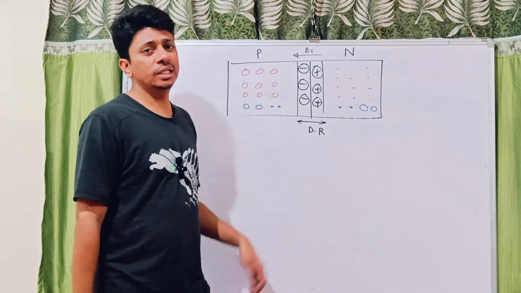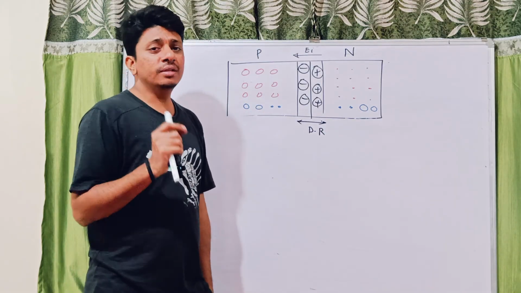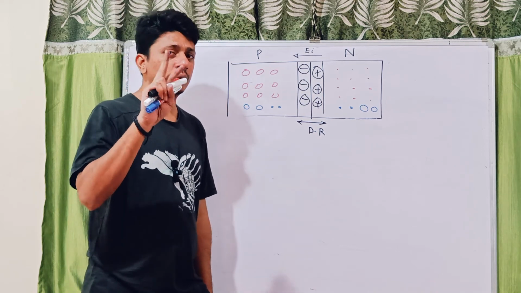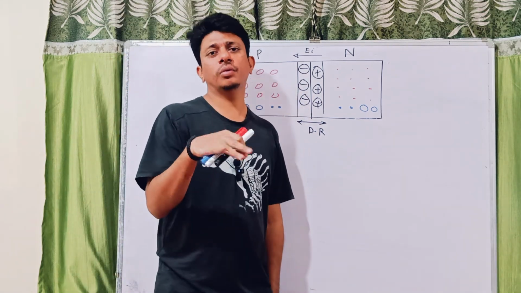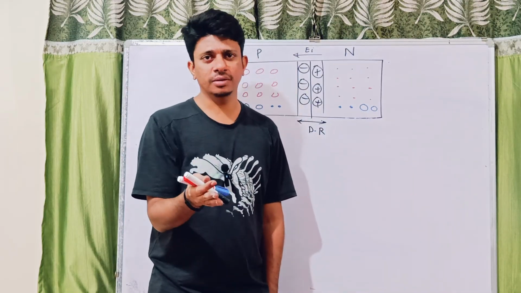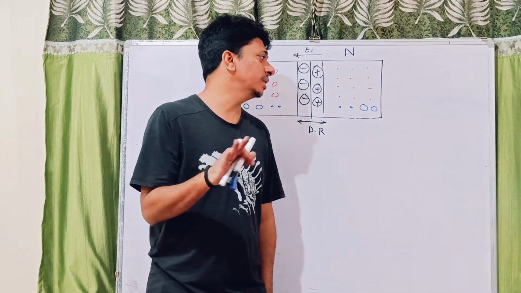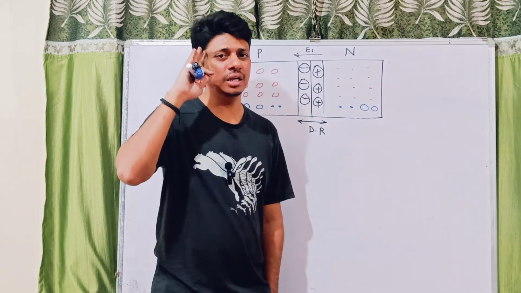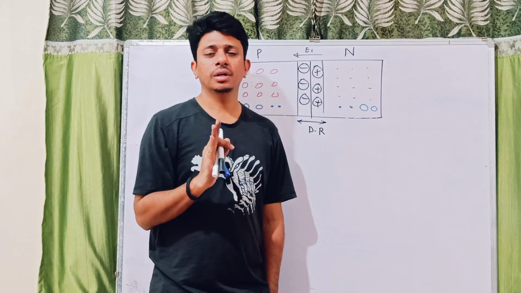Now the only thing left is, what is the working of this PN junction? Under two cases. One is forward bias and the other one is reverse bias. Okay, so this will be discussed in the second video, and hopefully this concept is clear in your mind now.